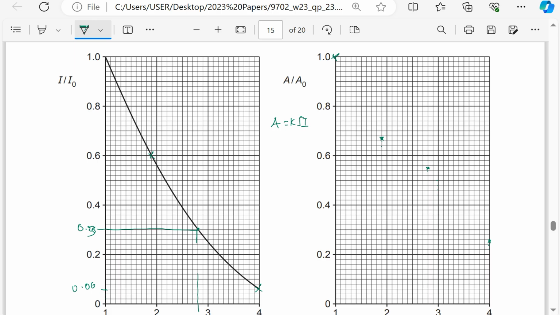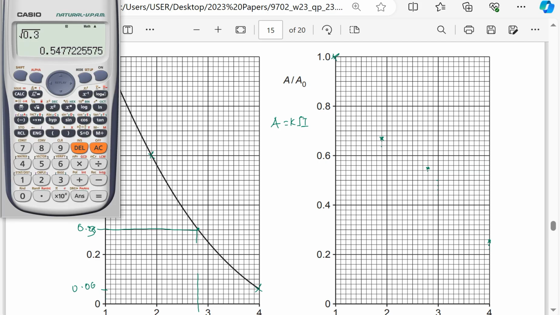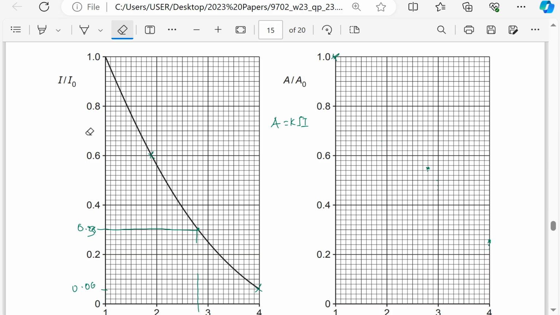Why do I feel I have sketched one point wrong? 0.6. The second one is 0.6, root of 0.6. Then 0.7. Oh, yeah, this one is wrong. 0.7 is here. 7.2, 7.6, 7.8. So it is somewhere here.